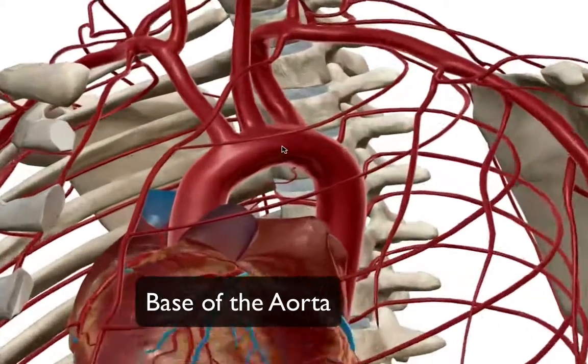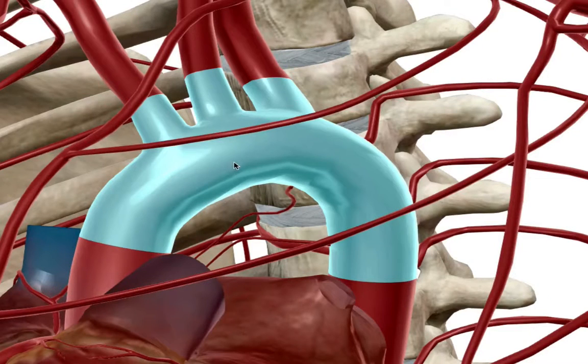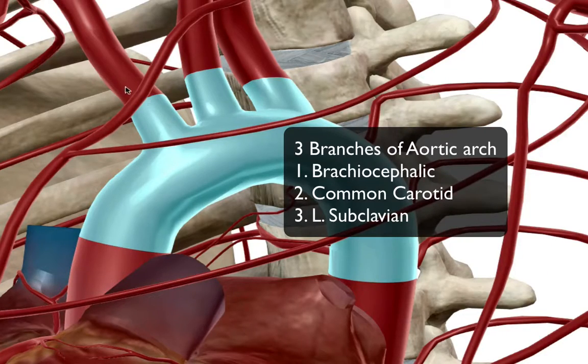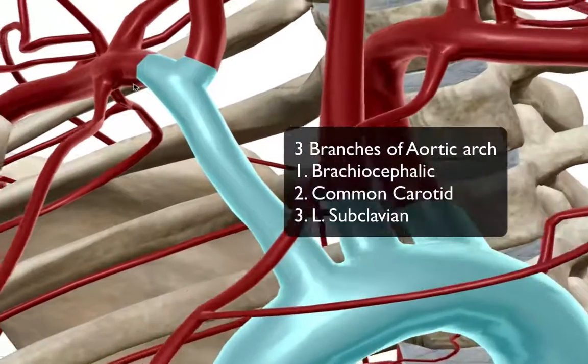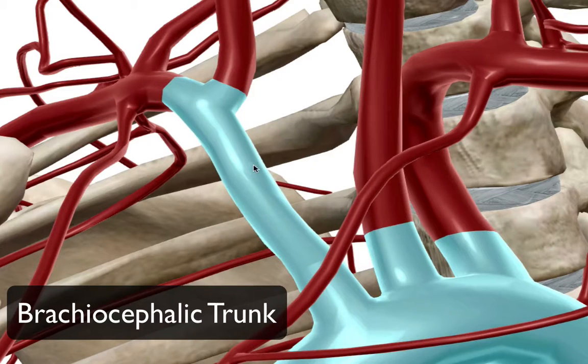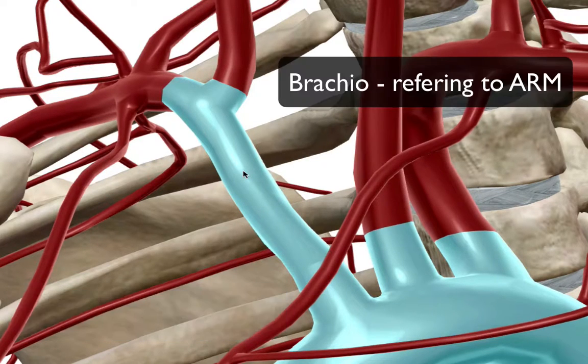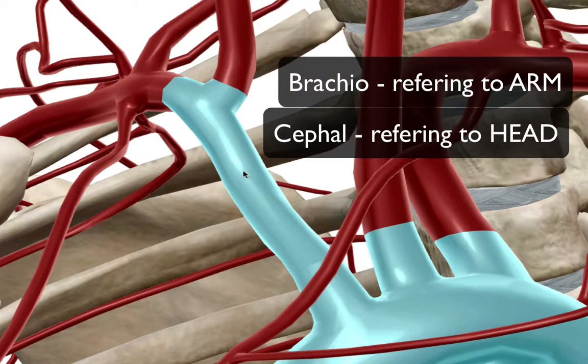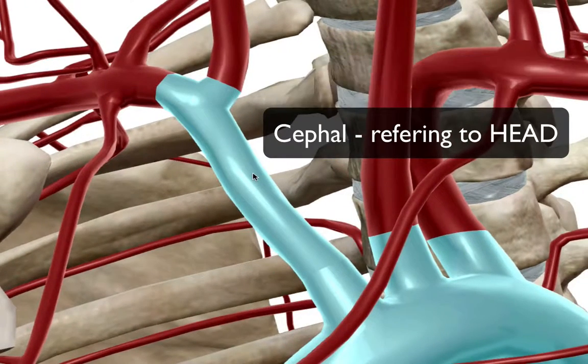So I'm going to zoom in here, and you'll see that coming off of the aortic arch, which is the largest artery in the body, we have three branches. The first branch feeds our right arm, and it is part of our right carotid artery. But we'll revisit the carotid artery in a few minutes. So this branch right here is called your brachiocephalic trunk. The prefix brachio is referring to the arm, and the cephal is referring to the head.